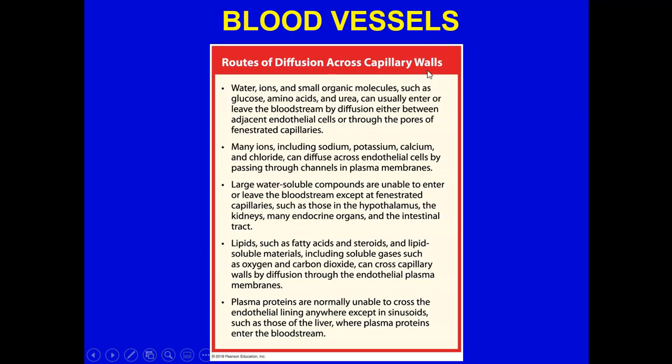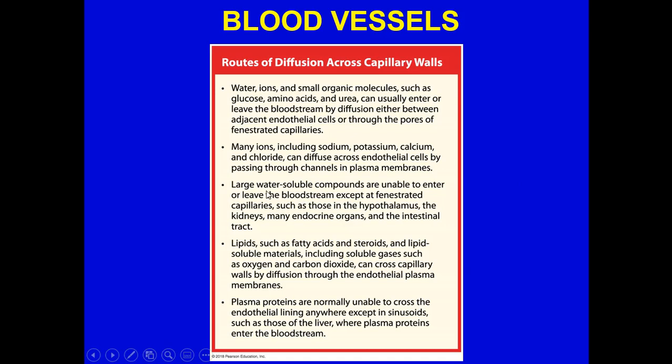The routes of diffusion across capillary walls, keep in mind the following. Water, ions, small organic molecules such as glucose, amino acids, urea, can usually enter or leave the bloodstream by diffusion either between the adjacent endothelial cells or through pores of the fenestrated capillaries. No problem. What else can move? Ions: sodium, potassium, calcium, chloride. They can diffuse across the endothelial cells by passing through channels in the plasma membranes.